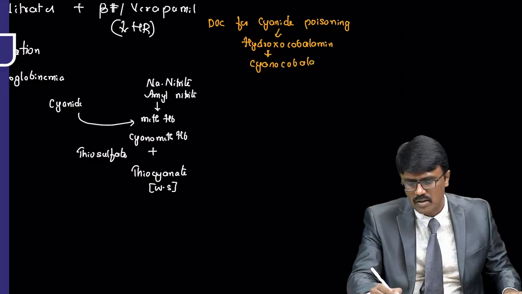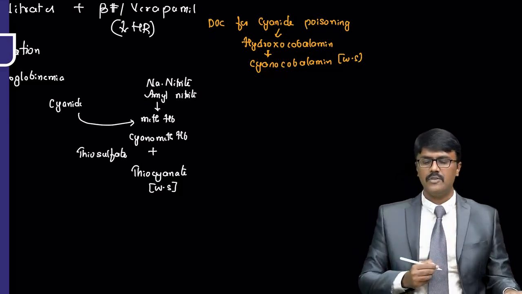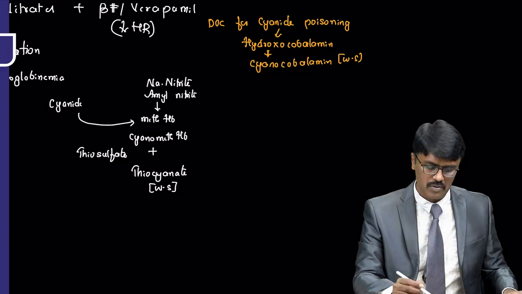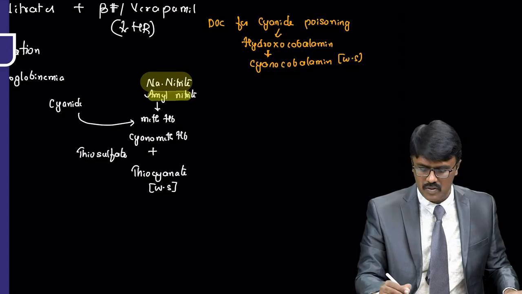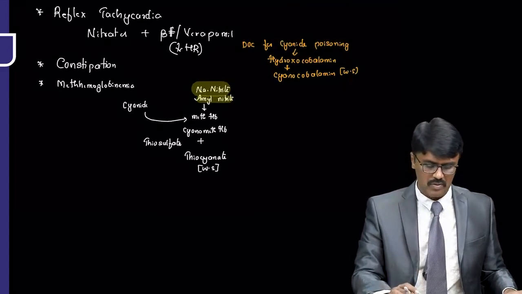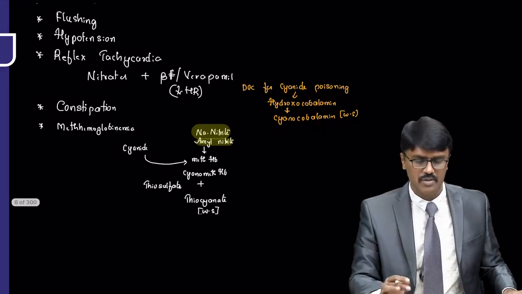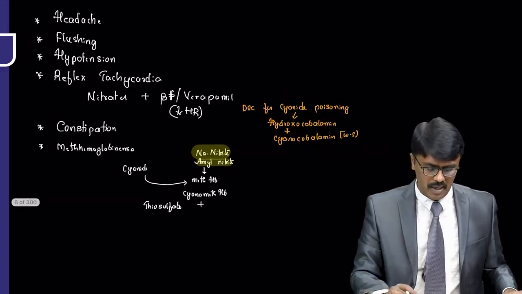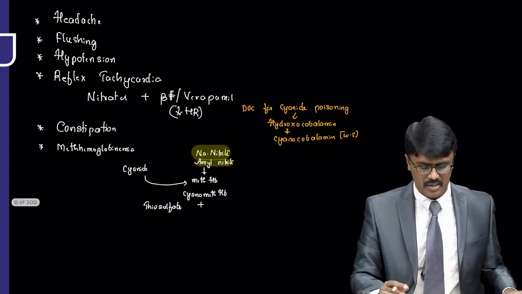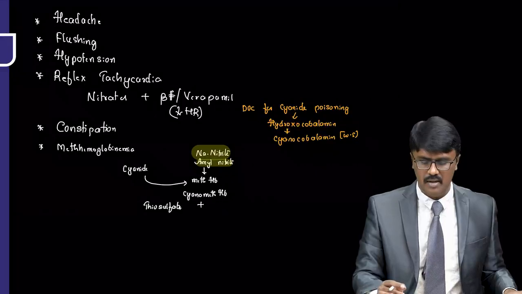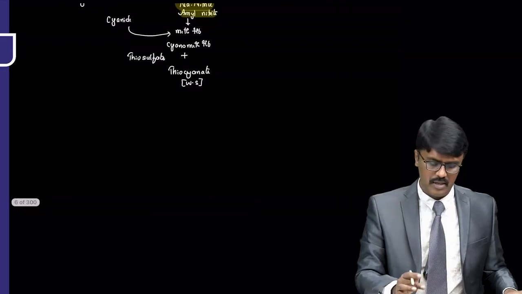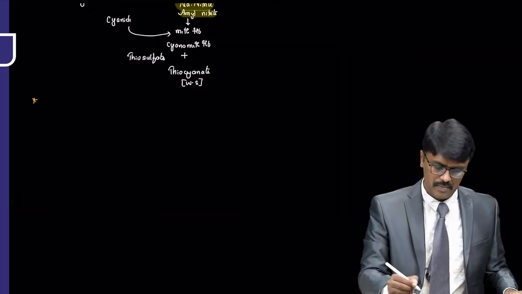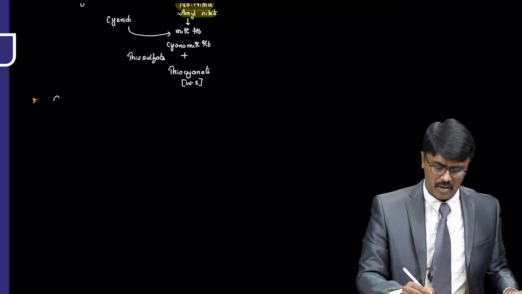Cyanocobalamine is water soluble and it is excreted in the urine. That's it. So the drug of choice is hydroxocobalamine. You can also use sodium nitrite or amyl nitrite, but the effect is not that much. So the methemoglobinemia caused by nitrates is used in the management of cyanide poisoning. And repeat again, they cause headache, flushing, hypertension, reflex tachycardia, constipation, and methemoglobinemia. Apart from that, when we use nitrate continuously, there is a chance they develop a problem called tolerance.